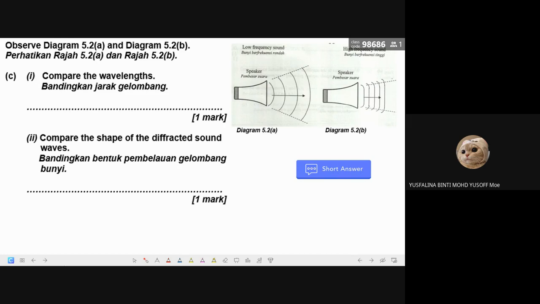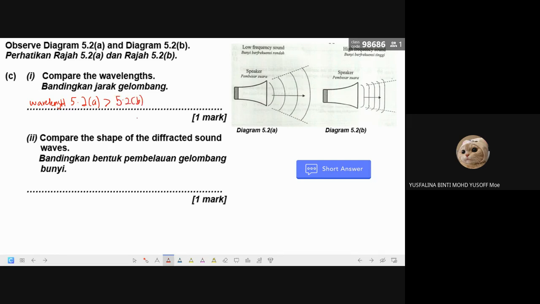A is higher than B. Okay, so you compare the wavelength, 5.2A. So 5.2A, the wavelength is higher. So you can use the symbol here, but you have to put the wavelength like this. So wavelength 5.2A is higher than 5.2B.